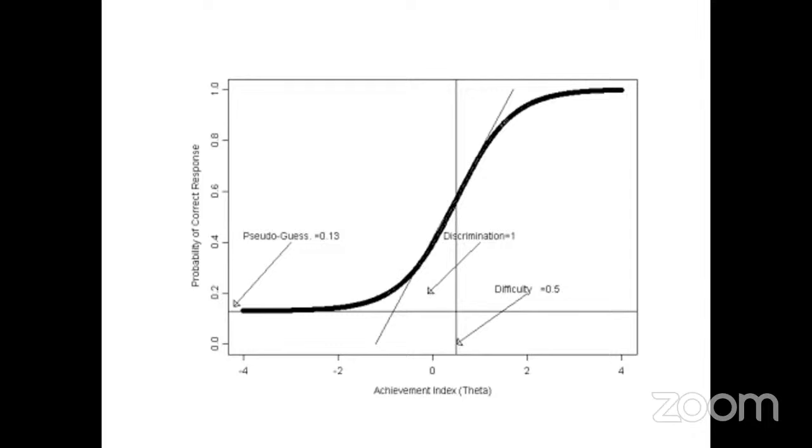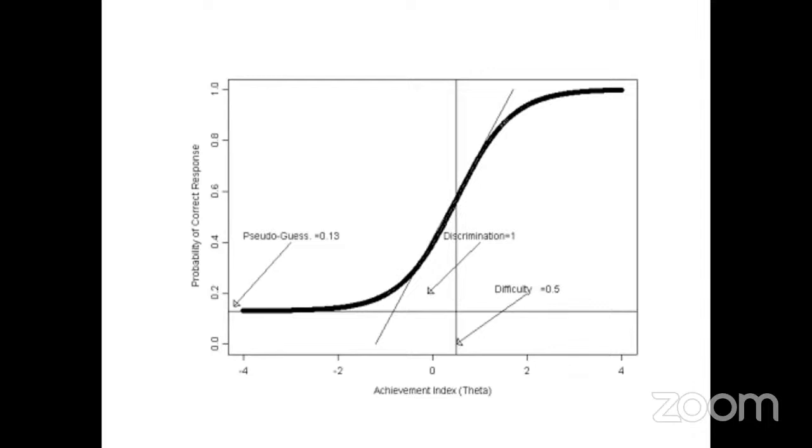Okay, so why is that an S-shaped curve? Because as per the monotonicity assumption of the IRT model, what you are seeing here is that on the x-axis you have an increasing level of trait. Here it is like an achievement index, suppose. So we denote the x-axis as the theta level in the IRT model.